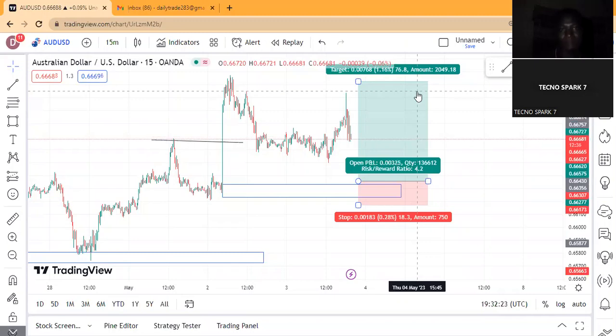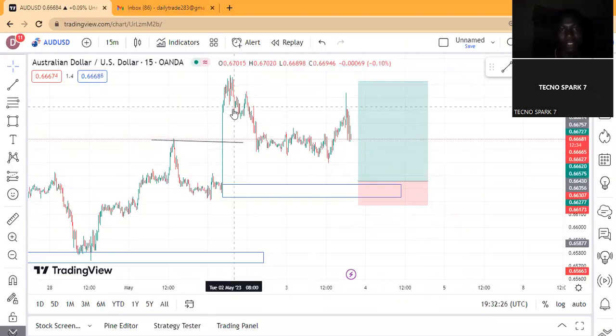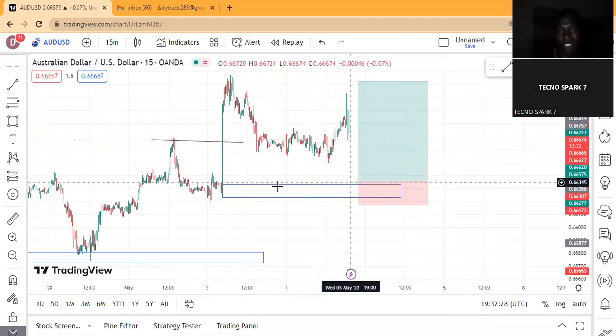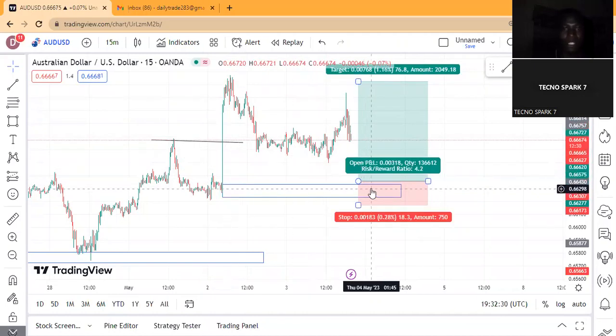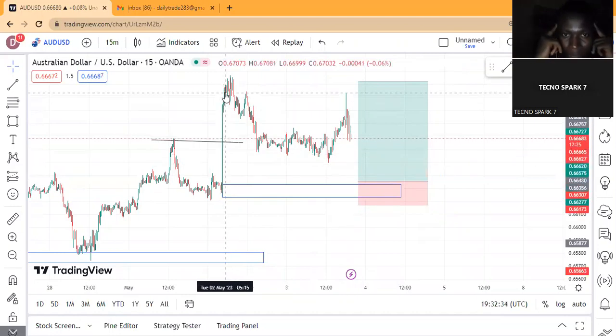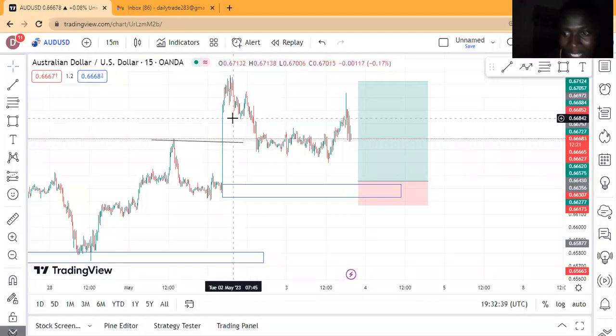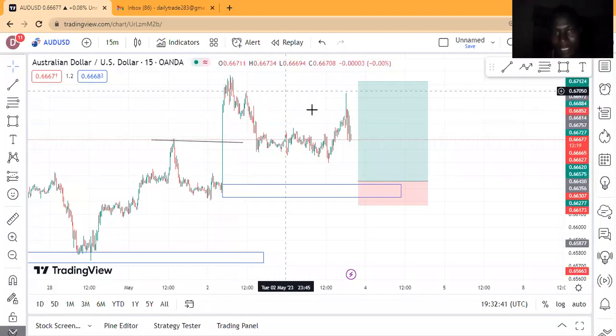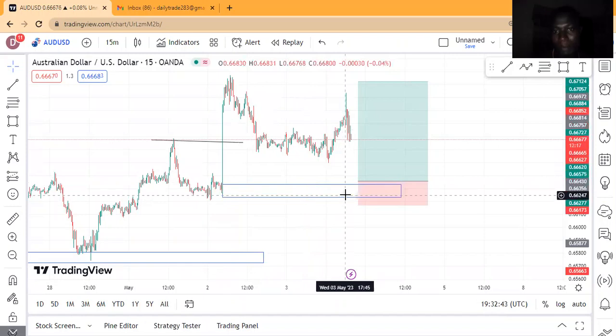Let me recap what I've said so far. One, break of structure. Once you have spotted a break of structure, you wait for price to reach the order block. This break of structure has indicated whether we are buying or selling. It has indicated that we are buying. Then you wait for price to come and visit the order block before we buy.